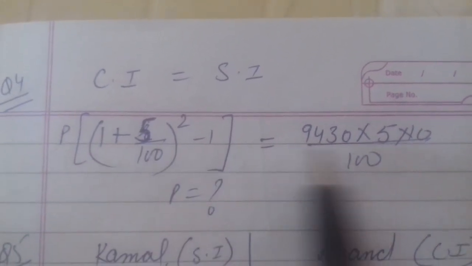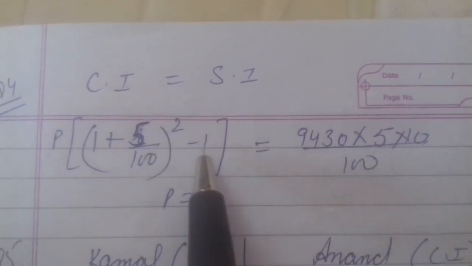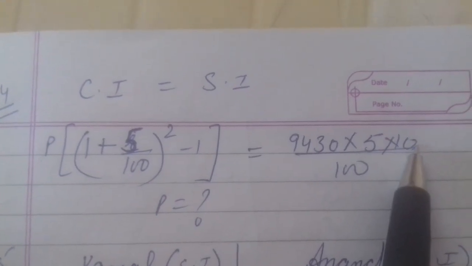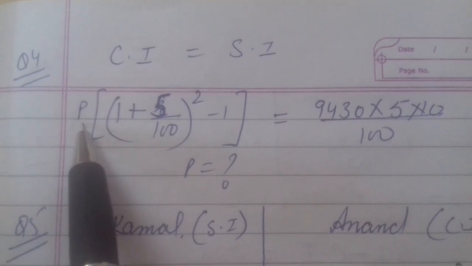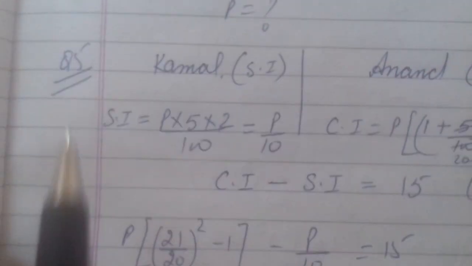So very simple, children. Here you can solve. You can transpose that side and do the calculations, and from here the value of P can be found. You will find that easily.